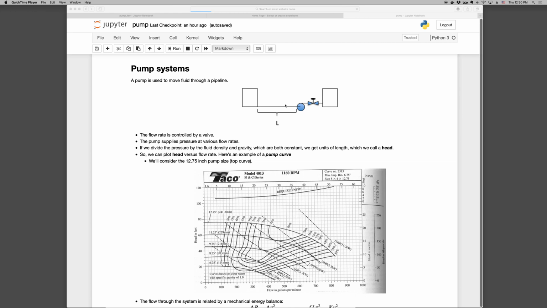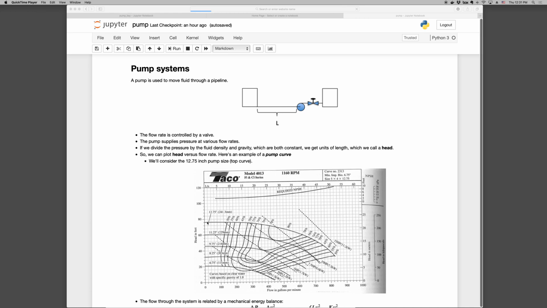And the pump can supply pressure at various flow rates. Generally, the pressure is highest at a low flow rate, and then as the flow rate increases, the pressure decreases. If we divide the fluid pressure by the density and the gravity, which are both constant, then we get units of length, and we call that a head. So we can plot head versus flow rate. And this plot here is an example of a pump curve.